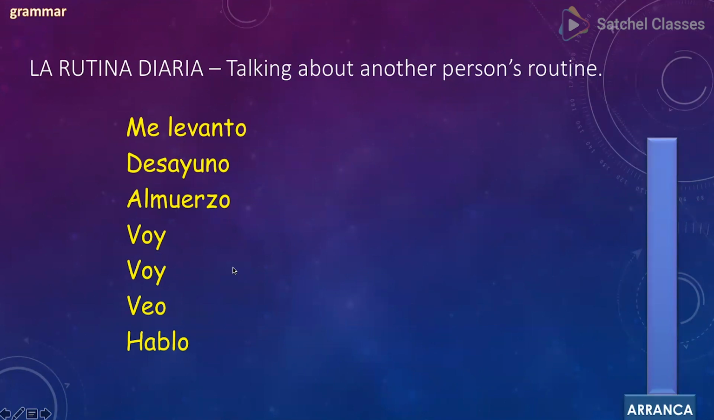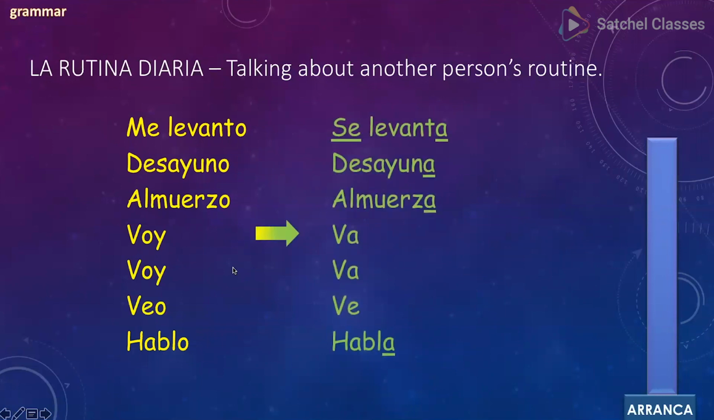But what if we want to talk about somebody else? Well, we need to change slightly our verb and check that change. With the first one, we change me for se, and then we say levanta. And as you can see, all of these verbs have an a at the end, apart from ve, which is a different type of verb. And of course, we go back to a. So me levanto turns into se levanta. Desayuno, desayuna. Almuerzo, almuerza. Voy, va. Veo, ve. And hablo, habla.